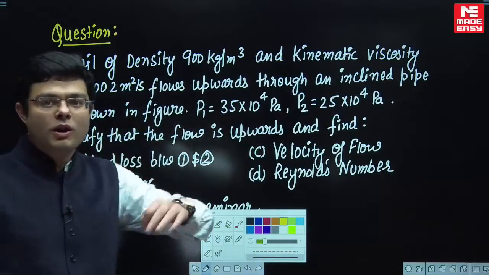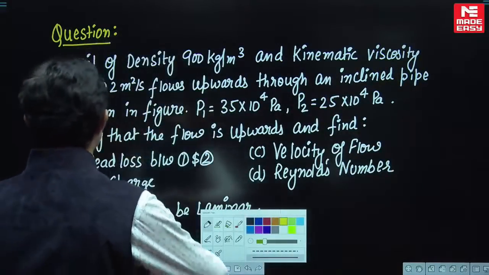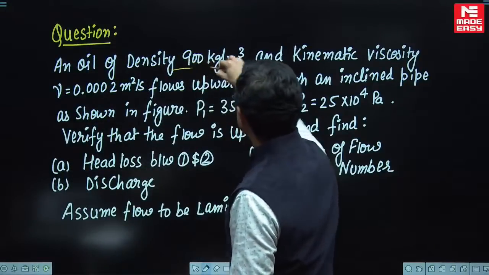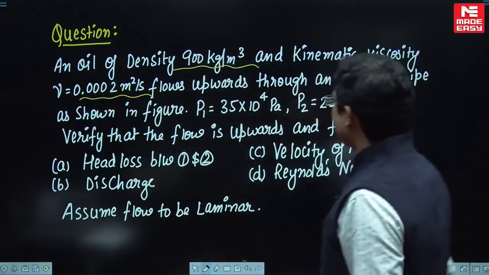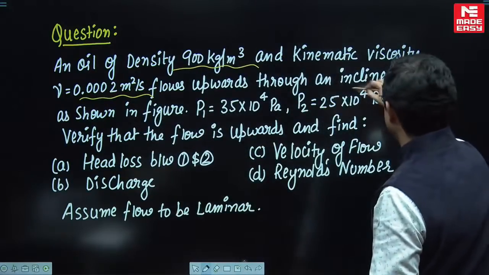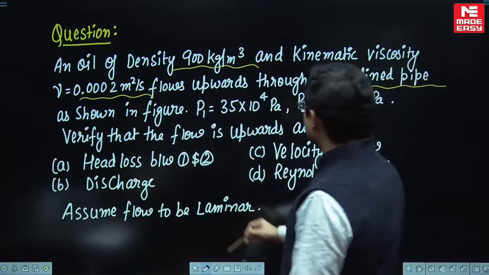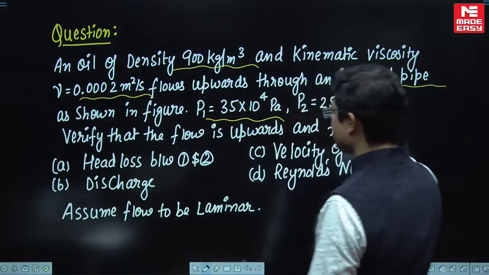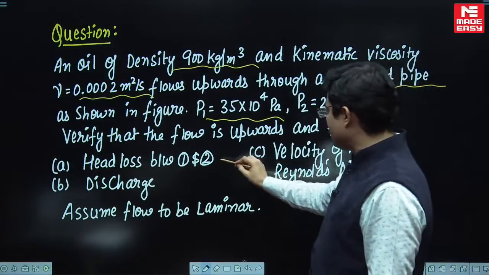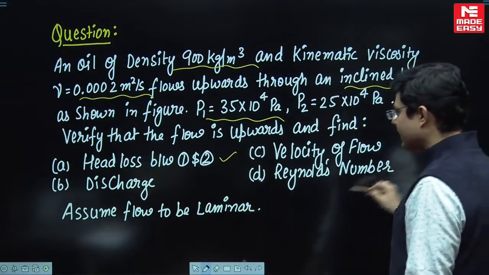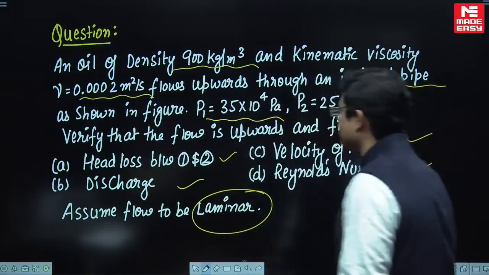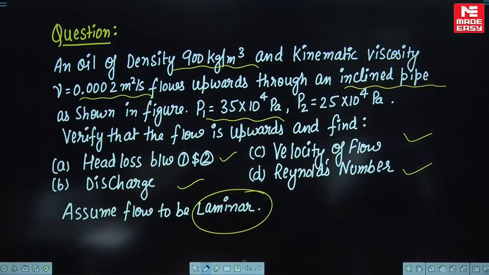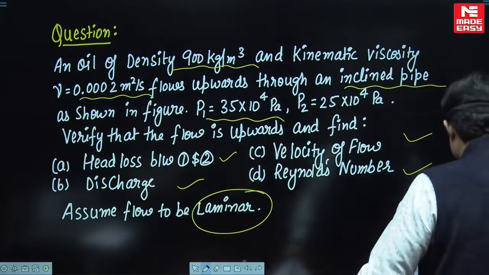Now more beautiful problems are coming on the board. An oil of a given density and given kinematic viscosity flows upward through an inclined pipe as shown in the figure. P1 is given, P2 is given, everything is given. You need to find the head loss, velocity, discharge and Reynolds number, assuming the flow to be laminar. Fantastic set of questions.